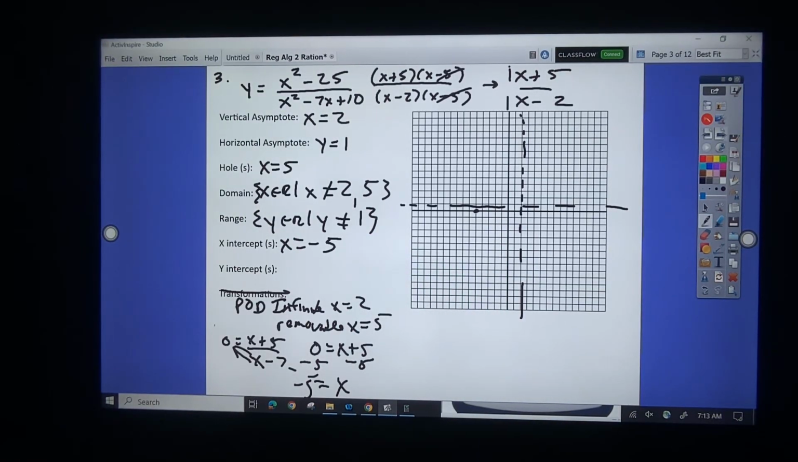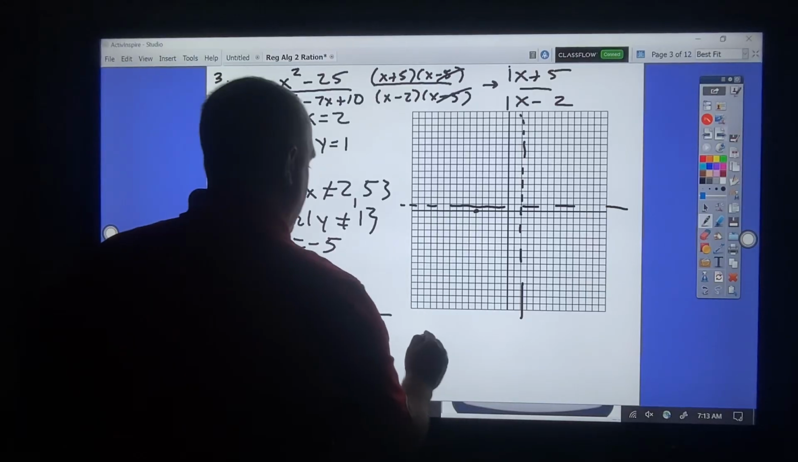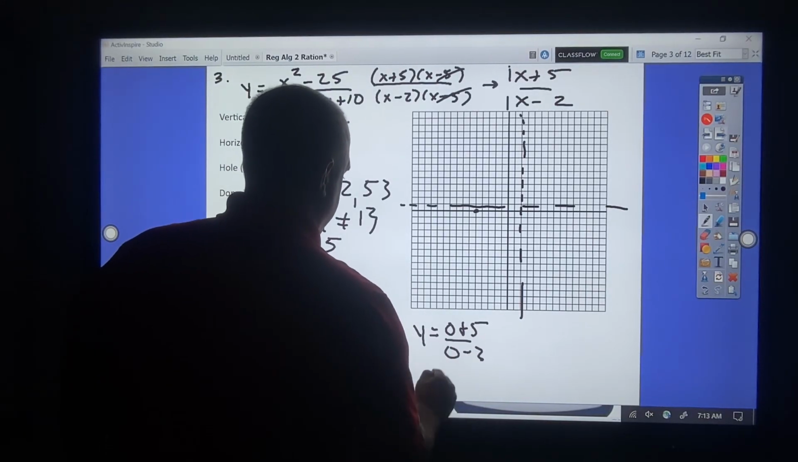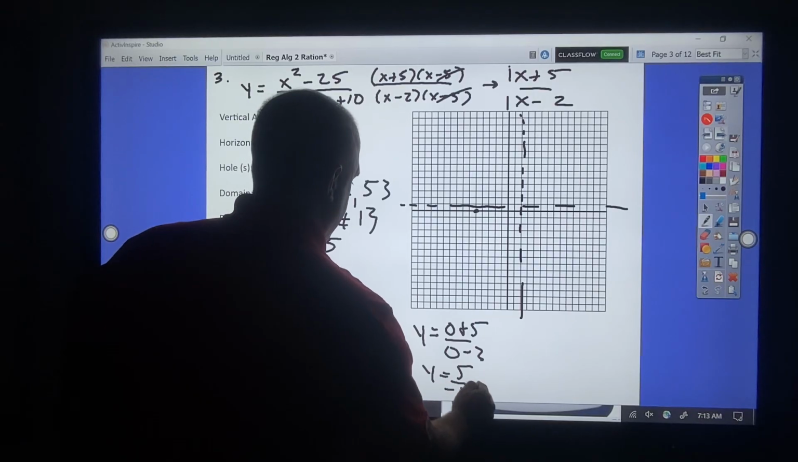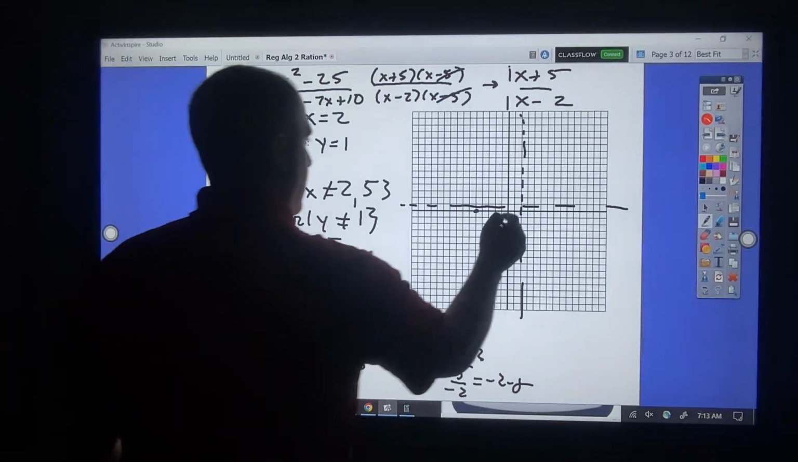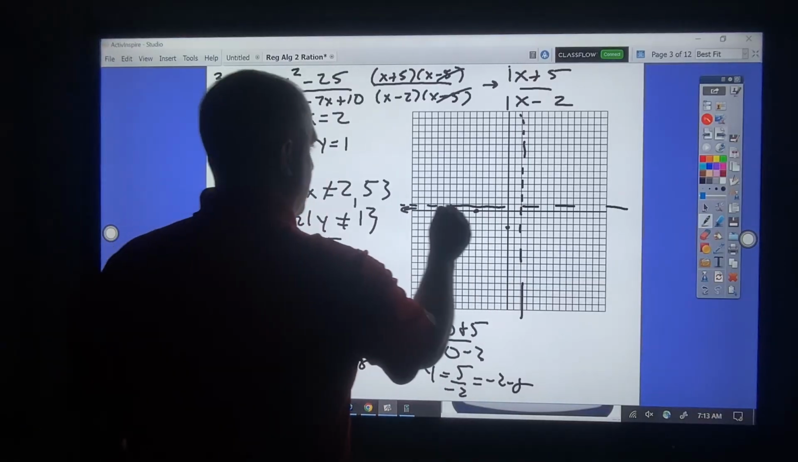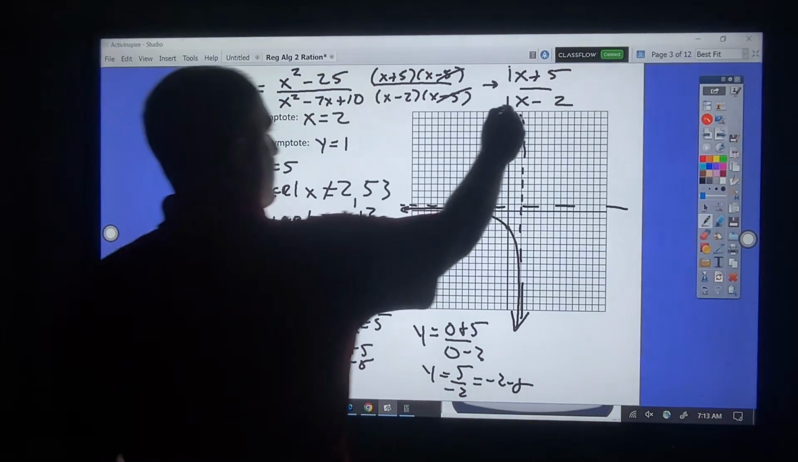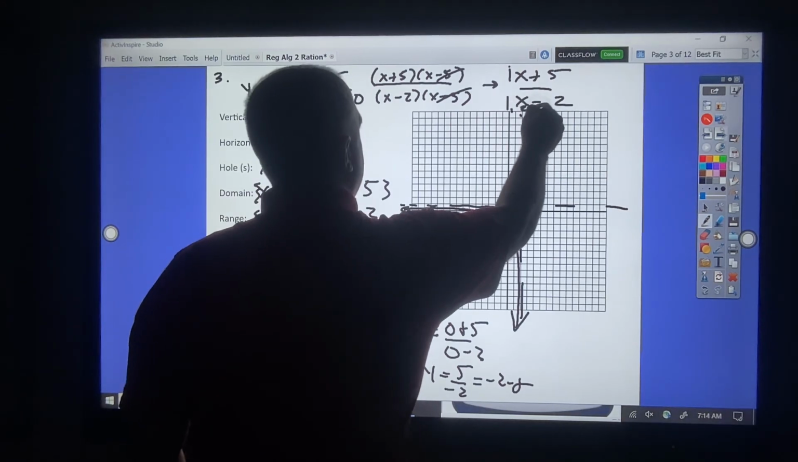Okay, my y-intercept, I'm going to put 0 in for x. So that's going to be 5 over -2, which is -2.5. Okay, so that'd be here. So we clearly see there's going to be 1 in this area. Okay, now I got to build the other curve. So that's 2, 1, 3.